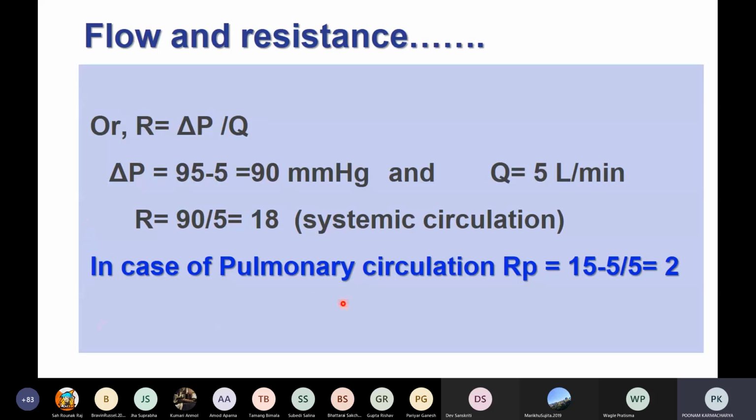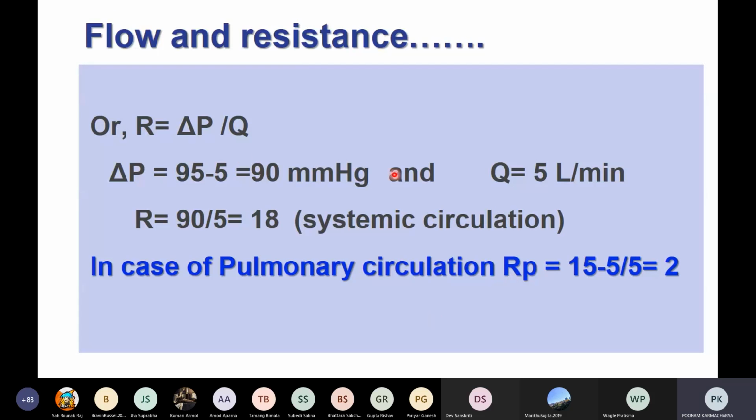And in case of pulmonary circulation, we are going to calculate it again. The pressure in the right ventricle is around 15 to 25. We are just taking 15, and then in the pulmonary vessels it is around 5. So 15 minus 5 is 10, divided by 5, which is again the blood flow, 5 liter. That will give you around 2. So in pulmonary circulation the resistance is less, whereas in case of systemic circulation the resistance is more.